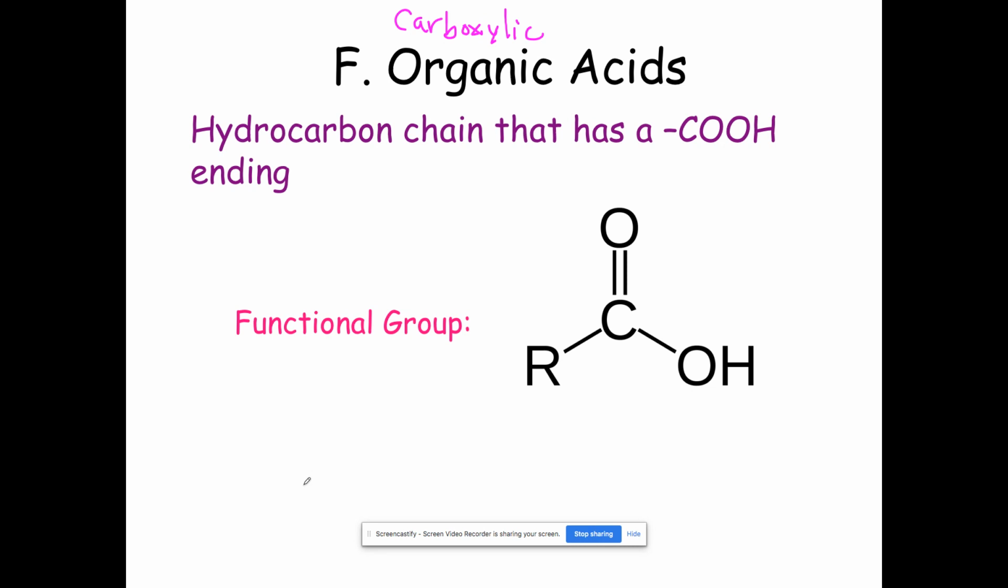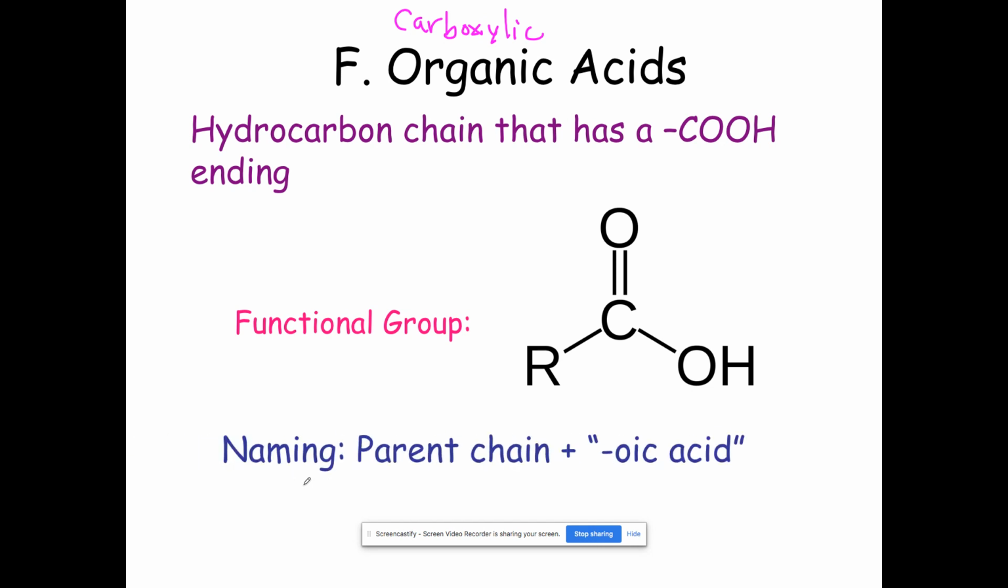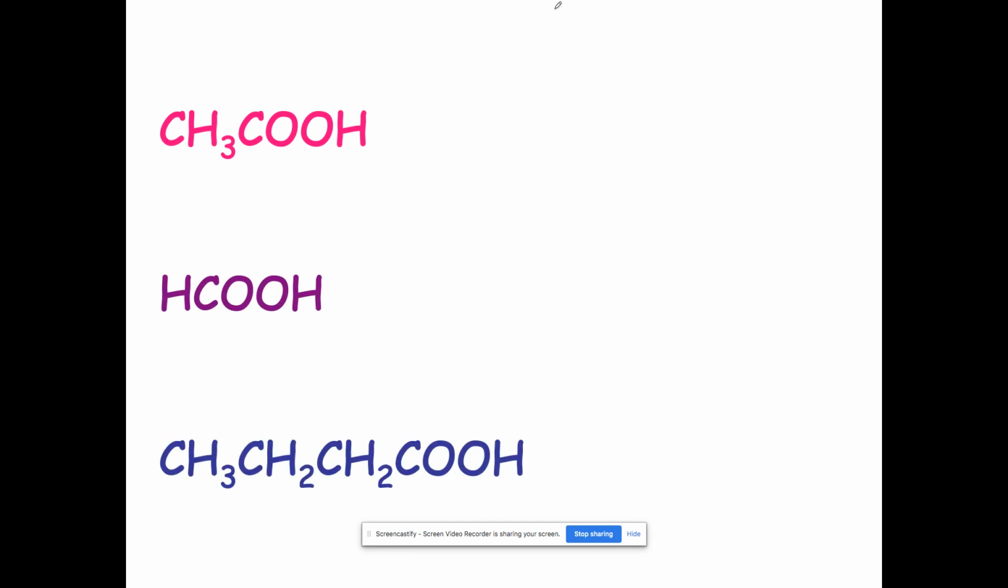How do we name an organic acid? Well, if you look at the example, it's just chain-oic acid: methanoic acid, ethanoic acid, propanoic acid, butanoic acid. And since it's always going to be at the end, no location needed. So we don't need to say 2 or 1. It would always be 1, but no location. CH3COOH.